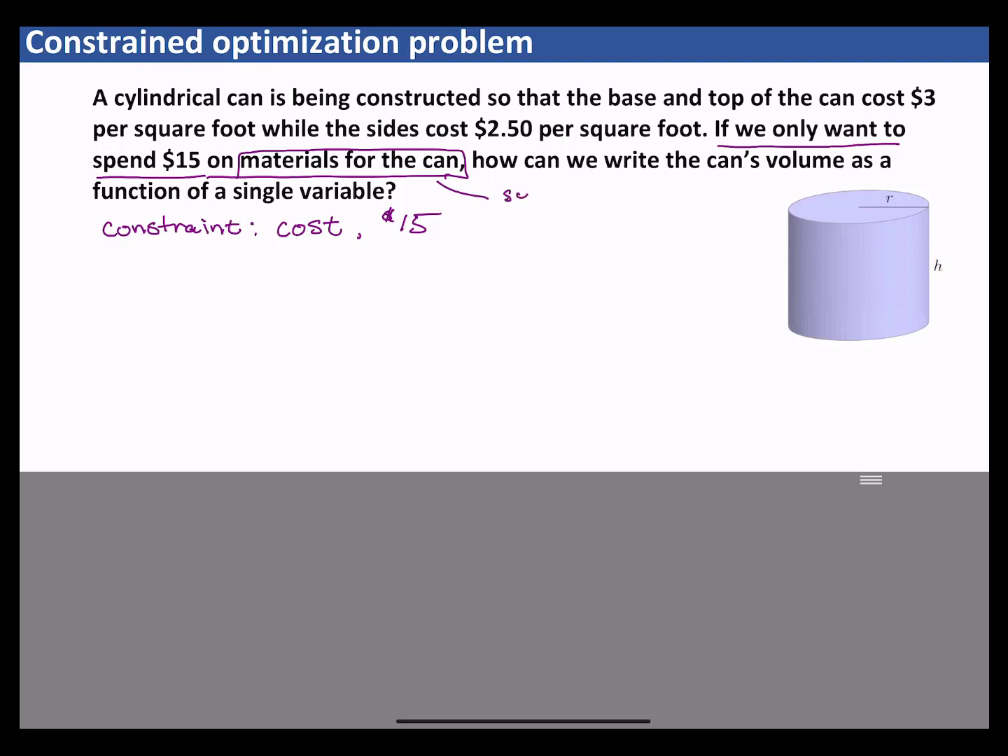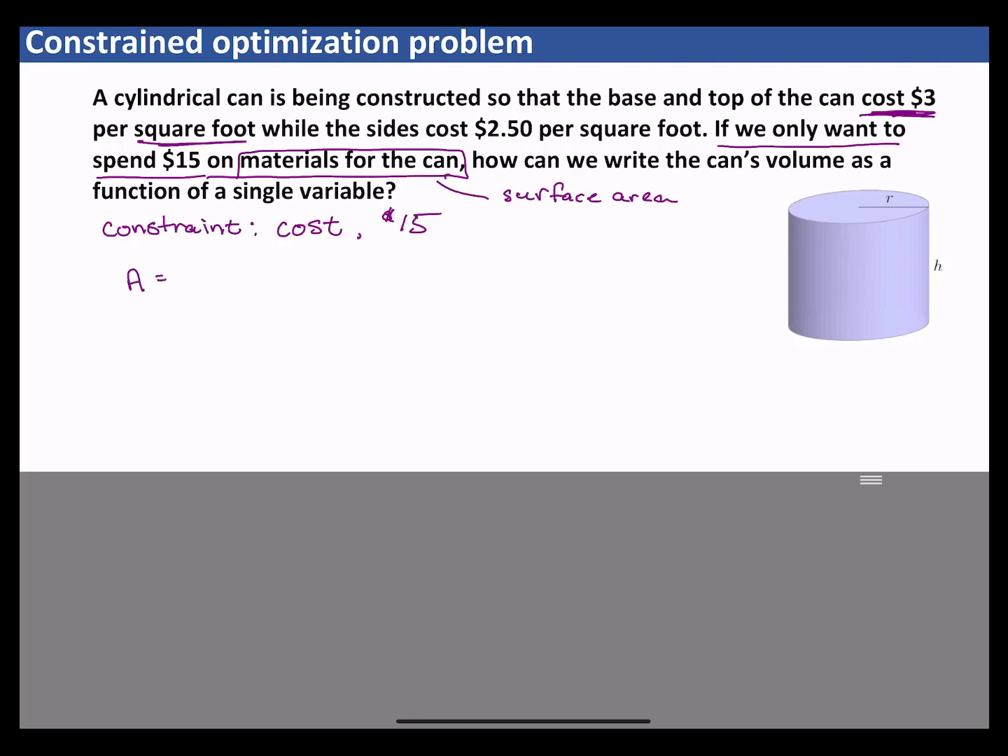So what we're going to need to do is find a formula for the surface area first, because we know how much it costs for different areas, right? When we see square feet, that's an area, so $3 per square foot for the top and bottom, and $2.50 for the sides. So we'll start out with the area.